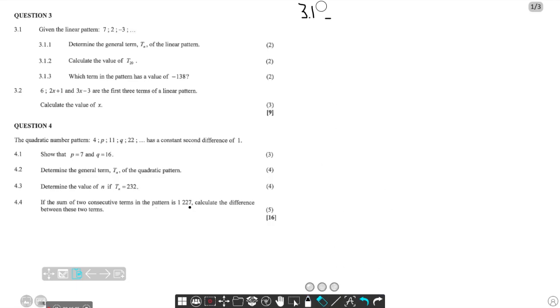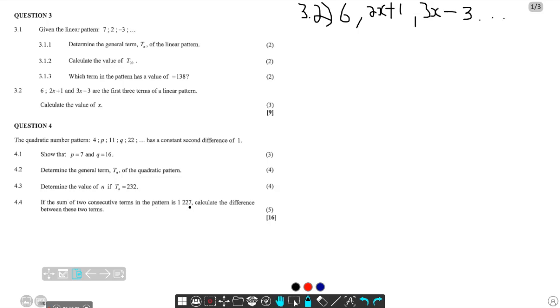I don't know why I wrote 3.1.4, but we move on to 3.2. Now 3.2 says 6, 2x plus 1 and 3x minus 1 are the first 3 terms of the linear pattern. Let's stop right there. So we'll have 6, then we're going to have 2x plus 1.